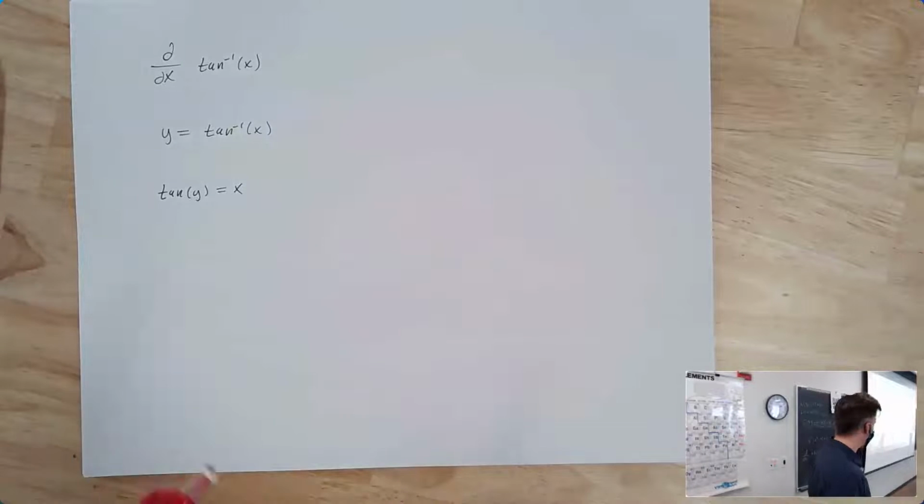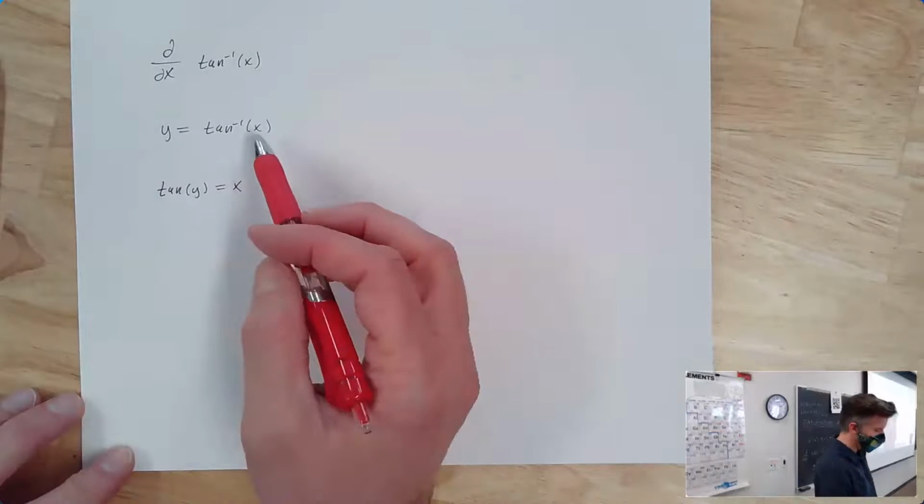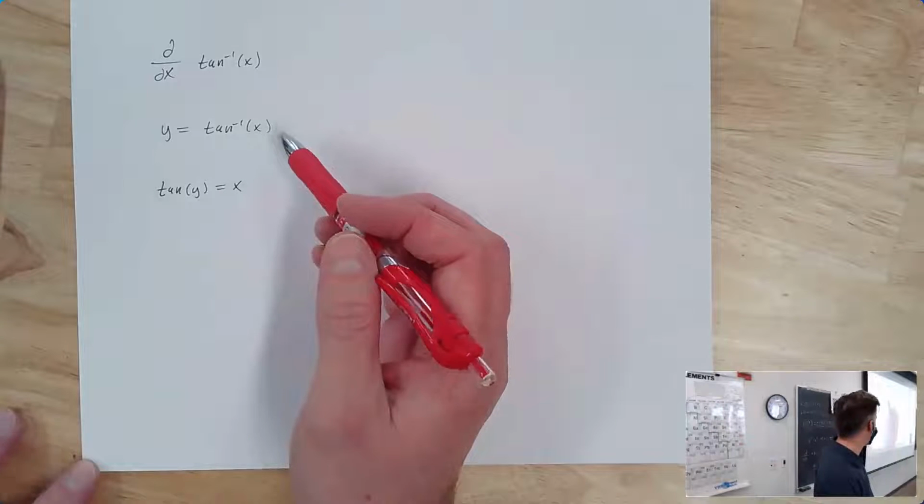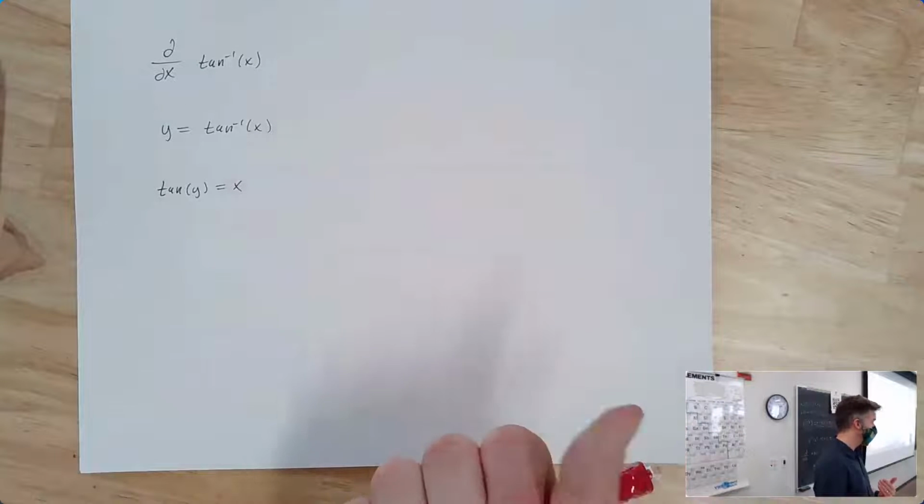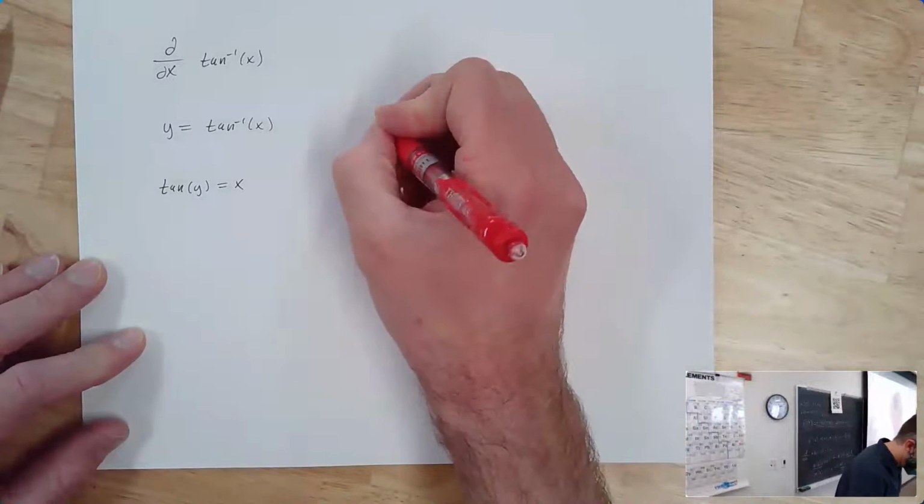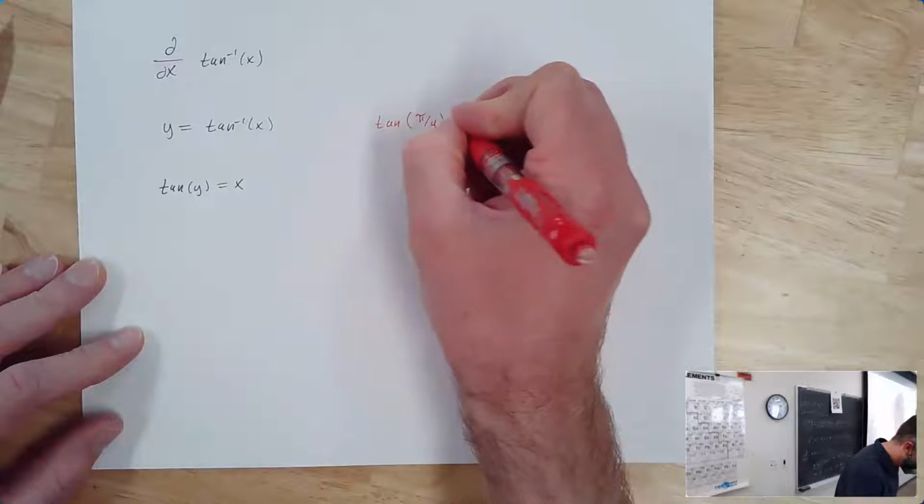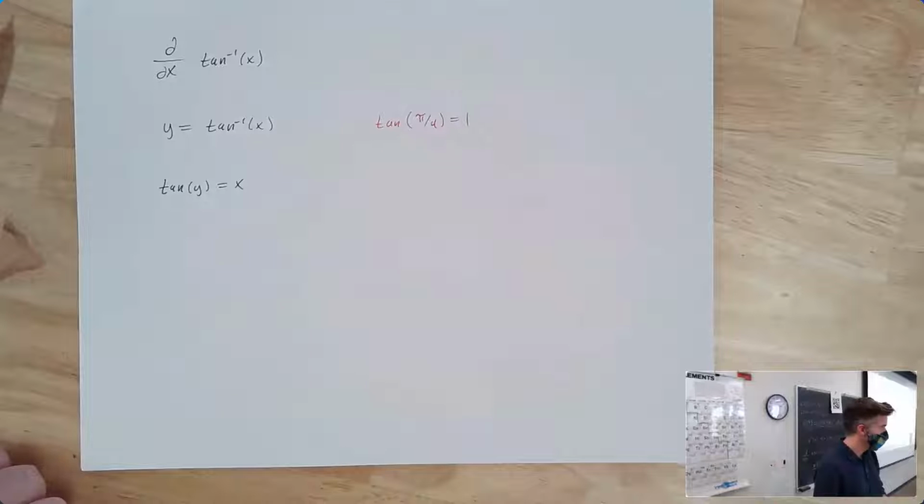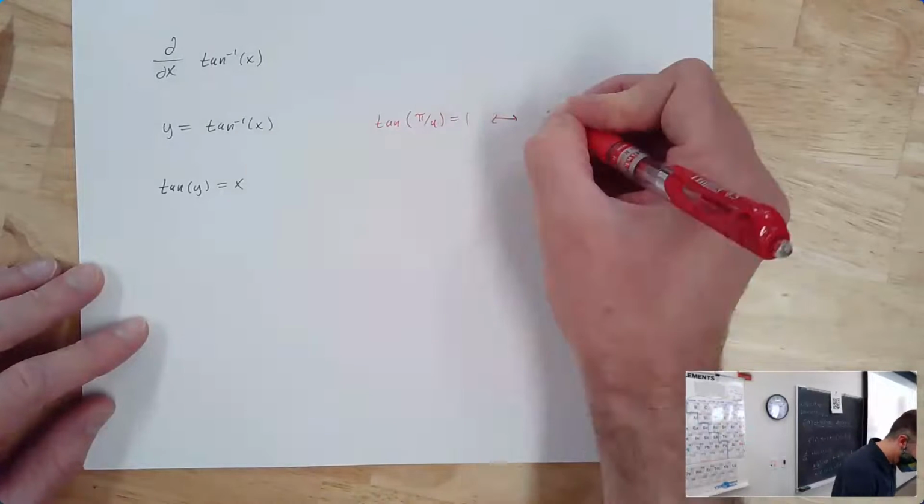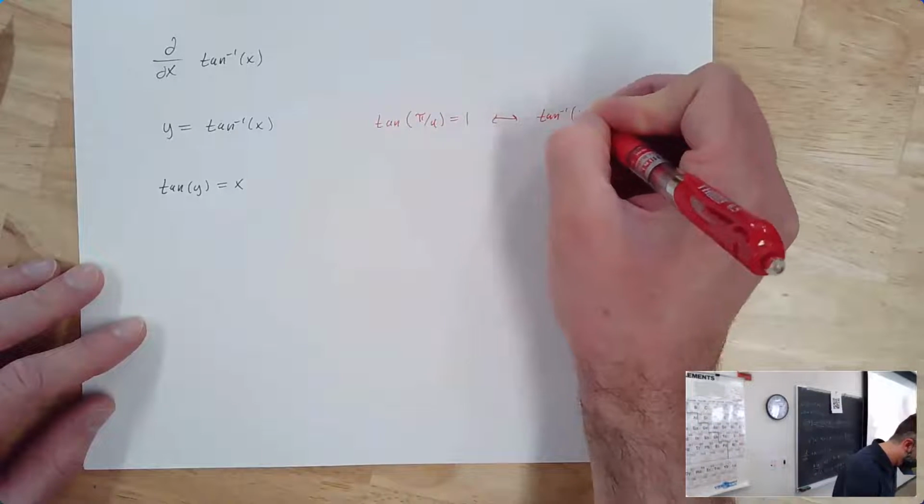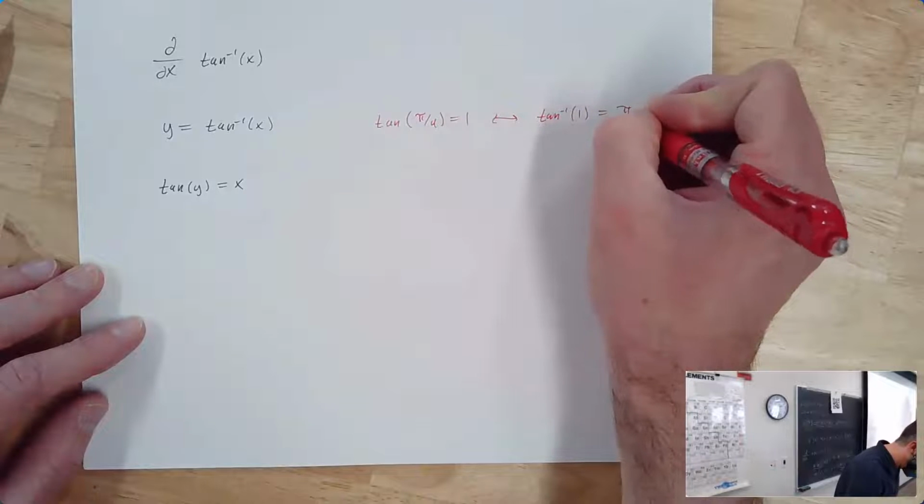In case that's not clear, the way the inverse tangent function is defined, it's literally defined as the function that undoes what tangent does. So tangent of, for example, pi over 4 is equal to 1. And the inverse tangent of 1 is equal to pi over 4.